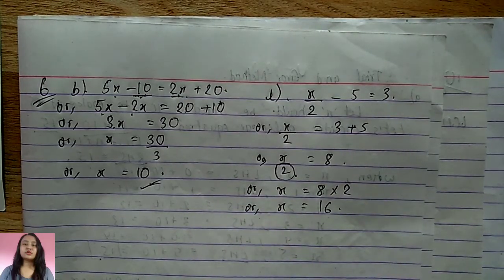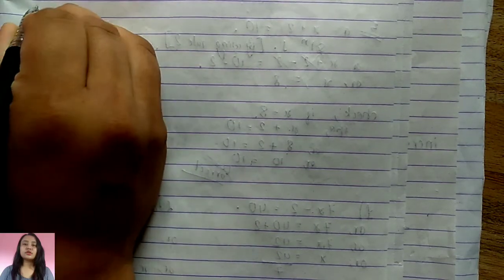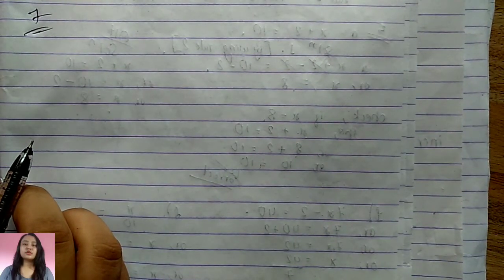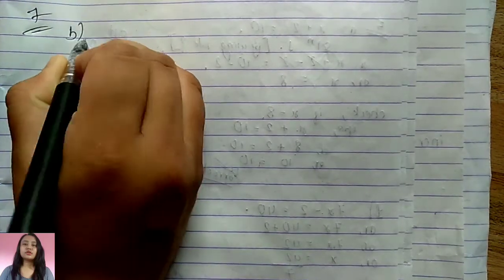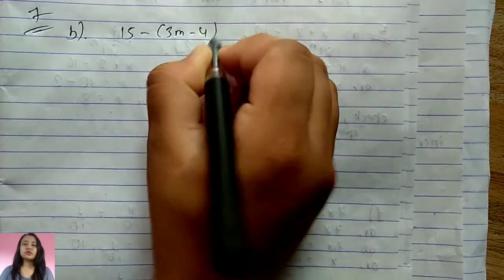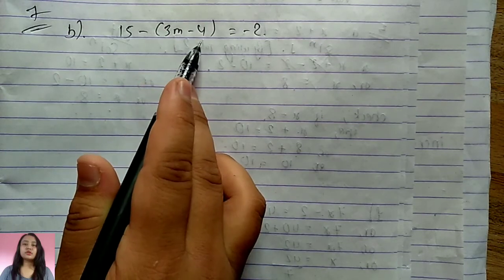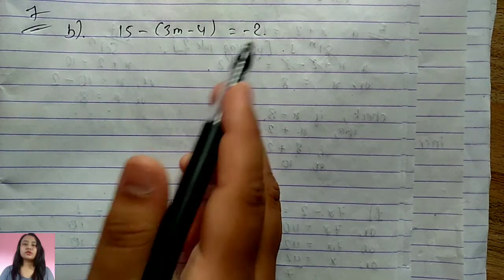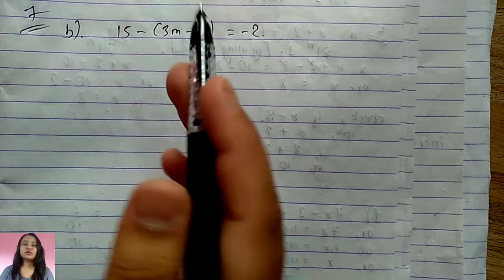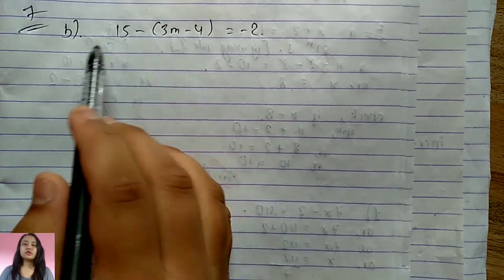Yes. Okay, similarly we have other questions also, that is question number 7. Let's start with question number 7b. The question is 15 minus 3(m minus 4) equals minus 2. If there was a plus sign or any sort of sign, then we need to multiply, right? Since there is a bracket, we need to multiply now.